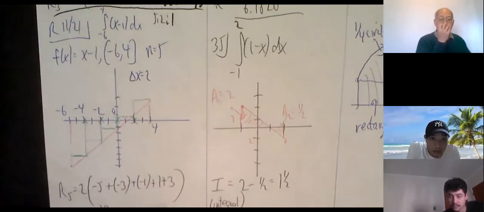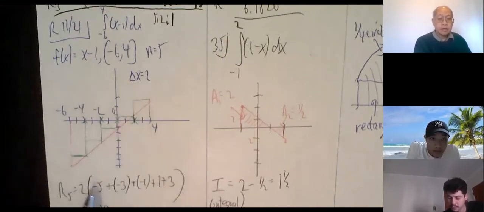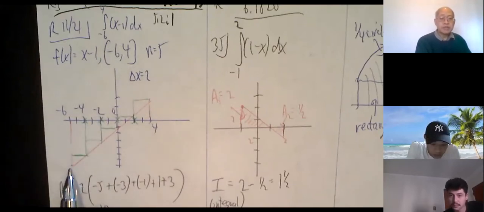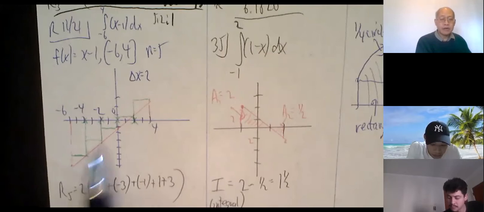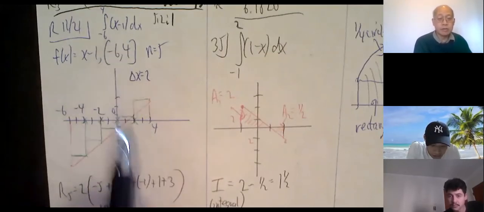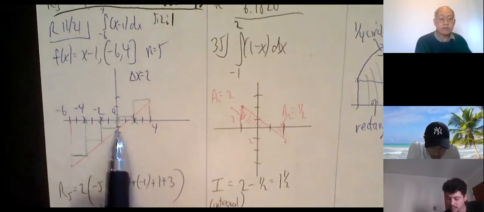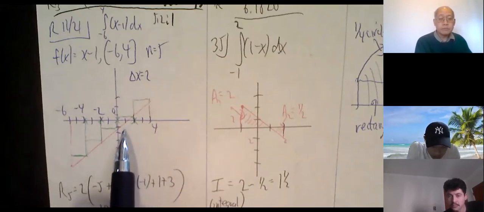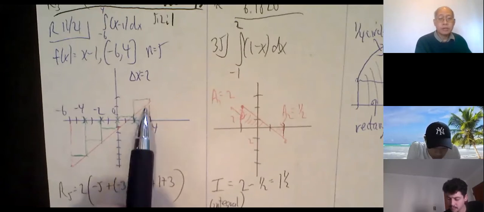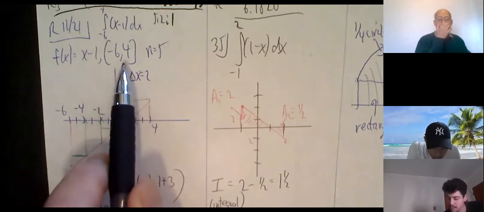Okay, and we can figure out all the heights. The function is x minus 1. So -6, -7, -4, -5, -2, -3, right? Whatever x value is, you just take away 1. 0, -1, 2, 1, and 4, 3, right?